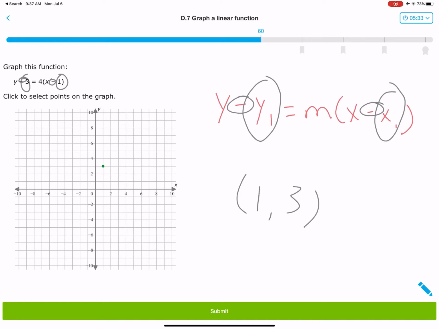And our slope is, this is our slope right here. So our slope is right there. So our slope is 4. So that's our point and that's our slope. So we're going to start at 1, 3. And our slope is going to be rise over run, 4 over 1, so up 4 over 1.